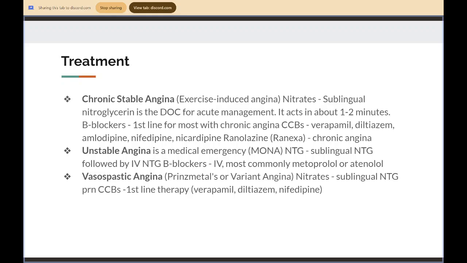Great job. Morphine, oxygen, nitroglycerin, and aspirin is MONA. And you'll also notice in the treatment of acute MI, we also use MONA as well. All right.